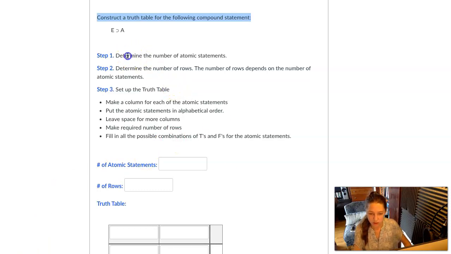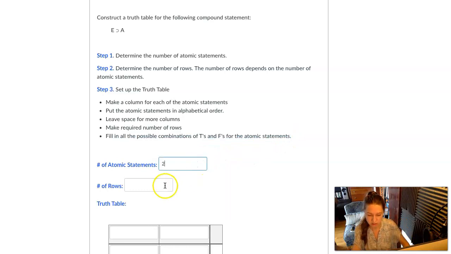Okay, step number 1, number of atomic statements, we're just counting letters, that's 2. Determine the number of rows. When there are 2 atomic statements, that's 4 rows. Set up the truth table. Make a column for each atomic statement, put them in alphabetical order, leave some space, make the required number of rows, and immediately fill in the T's and F's for the atomic statements.